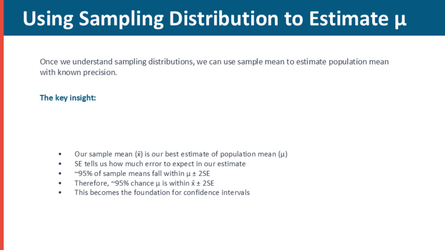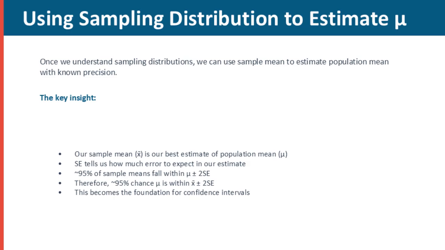But how good is that estimate? That is what the standard error tells us. The standard error indicates how far our sample mean is typically from our population mean, which is the mu. Using the sampling distribution, remember that 95% of the sample means will fall within mu plus or minus 2 standard error. This is, again, the 68, 95, 99.7 rule applied to the sampling distributions.